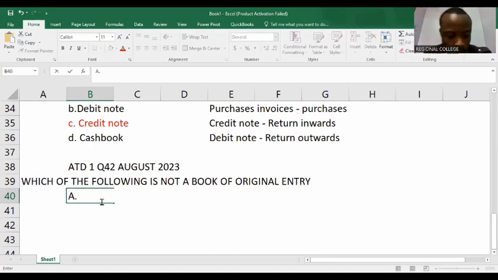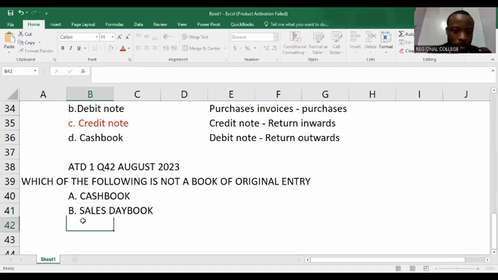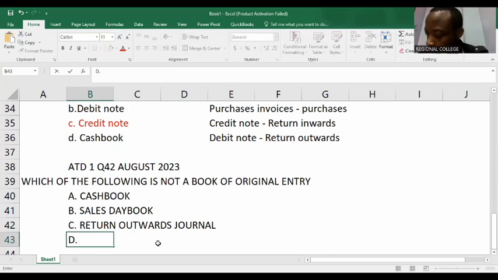So A, they say the cash book. B says sales day book. C says return outwards journal. And D says purchases ledger.